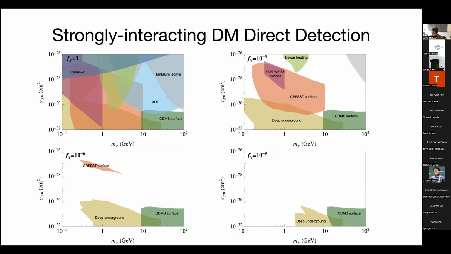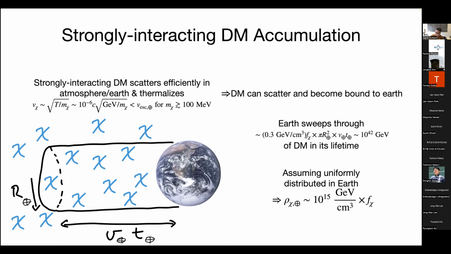And so if that's the case, what does the experimental situation look like? Okay, so here's a picture of the situation. Let's think now about strongly interacting dark matter that scatters. As it passes through the Earth, it scatters efficiently and thermalizes with the normal matter on Earth or in the atmosphere.